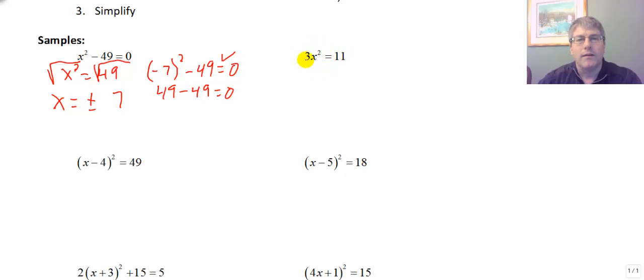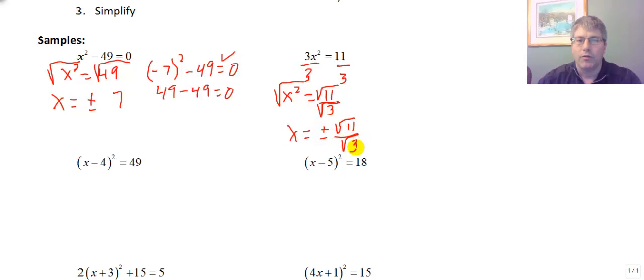The second one, we have 3x squared equals 11. Well, I certainly don't want to take the square root of 3 here. So we would divide both sides by 3, leaving us with x squared equals 11 thirds. Now we want to solve for just x, so we use the inverse operation. We take the square root of both sides, and we get x equals plus or minus the square root of 11 over the square root of 3.